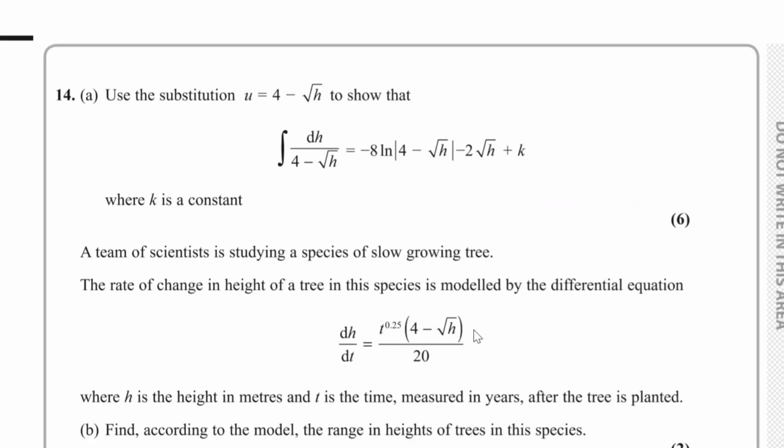Question number 14, we have to use the substitution for part A, u equals 4 minus square root of h, to show that the integral of dh over 4 minus square root of h is equal to minus 8 times the natural log of 4 minus square root h, minus 2 times square root h, plus k, where k is a constant.